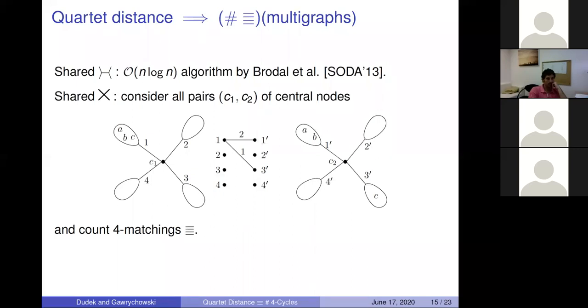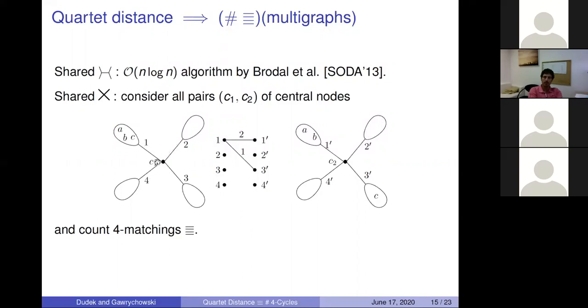So one idea, which is not really very efficient, but just to start with, is as follows. So in a star, you have this central node. So fix the central node in the left tree, call it C1, and let's fix the central node C2 in the right tree. And now we want to count shared stars that are defined by C1 and C2. Okay, so those are the central nodes, and this can be nicely formalized as a bipartite graph.